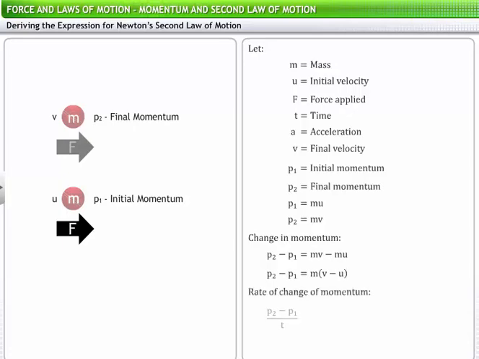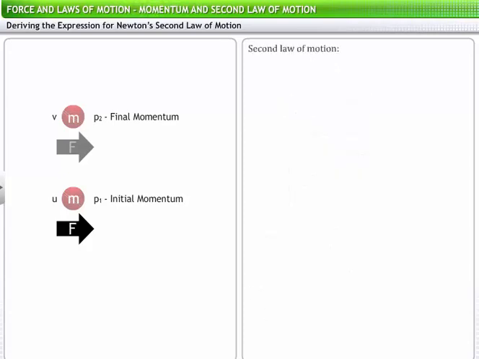The rate of change of momentum is the ratio of change in momentum to time. That is, m multiplied by (v minus u) divided by t. According to Newton's second law of motion, the rate of change of momentum is proportional to the force applied. This gives us the relationship F is proportional to m(v minus u) divided by t. The acceleration a of the ball is the ratio of change of velocity, v minus u, to time t. Hence, we can write this relationship as F is proportional to ma. We use a constant of proportionality k to equate this relationship. Therefore, F is equal to kma.